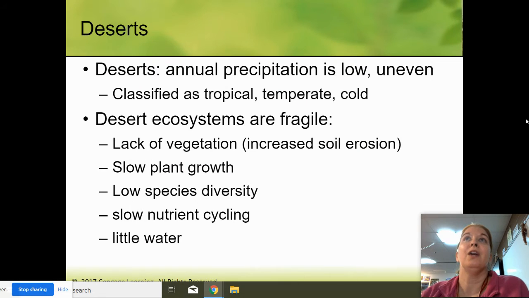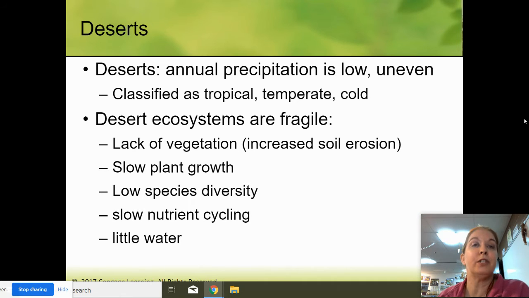In deserts, the annual precipitation is really low and it's fairly uneven. They might get all of their rain in like 2 days. You can have tropical, temperate, or cold deserts. They're fairly fragile because they are so dry. There's not a ton of plants, so there's a lot of soil erosion. The plants grow very slowly because they don't know when their next water is coming.